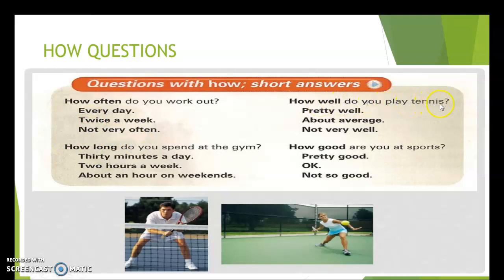How well do you play tennis? Here, I'm asking about the action. How well I do this action. So, pretty well. About average, not very well. How good are you at sport? I'm referring, I want you to describe yourself. Here, pretty good. Okay, not so good.